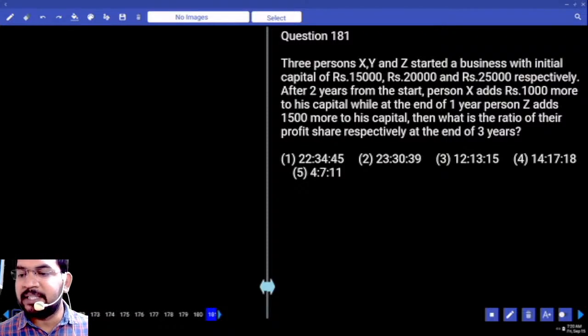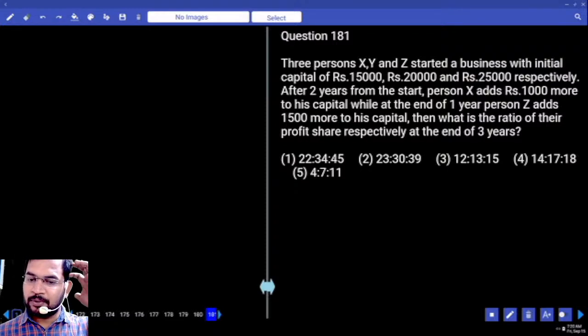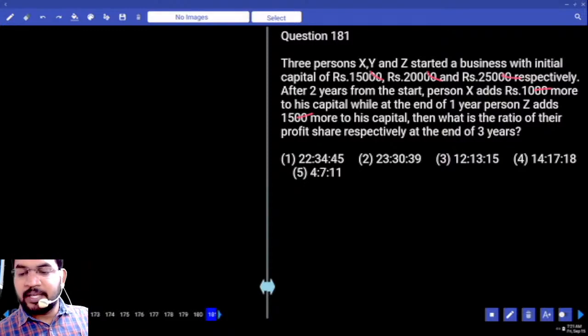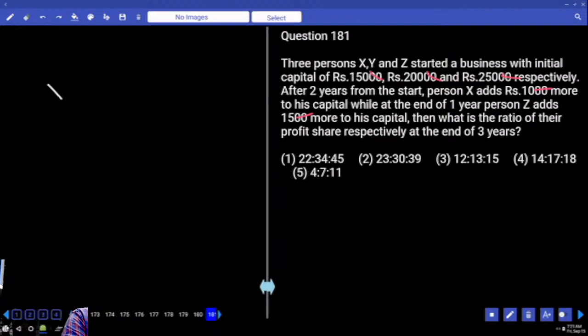3 persons XYZ started a business with initial capitals of 15, 20, 25. After 2 years from the start, a person X adds 1000 rupees more. And we need to remove 2 zeros from all. Only 2 zeros are there. Yes or no? Commonly. So X na 150 parts. X adds after 2 years na. And up to 2 years 150 parts only. 150 into 2, 300. Are you clear or not?